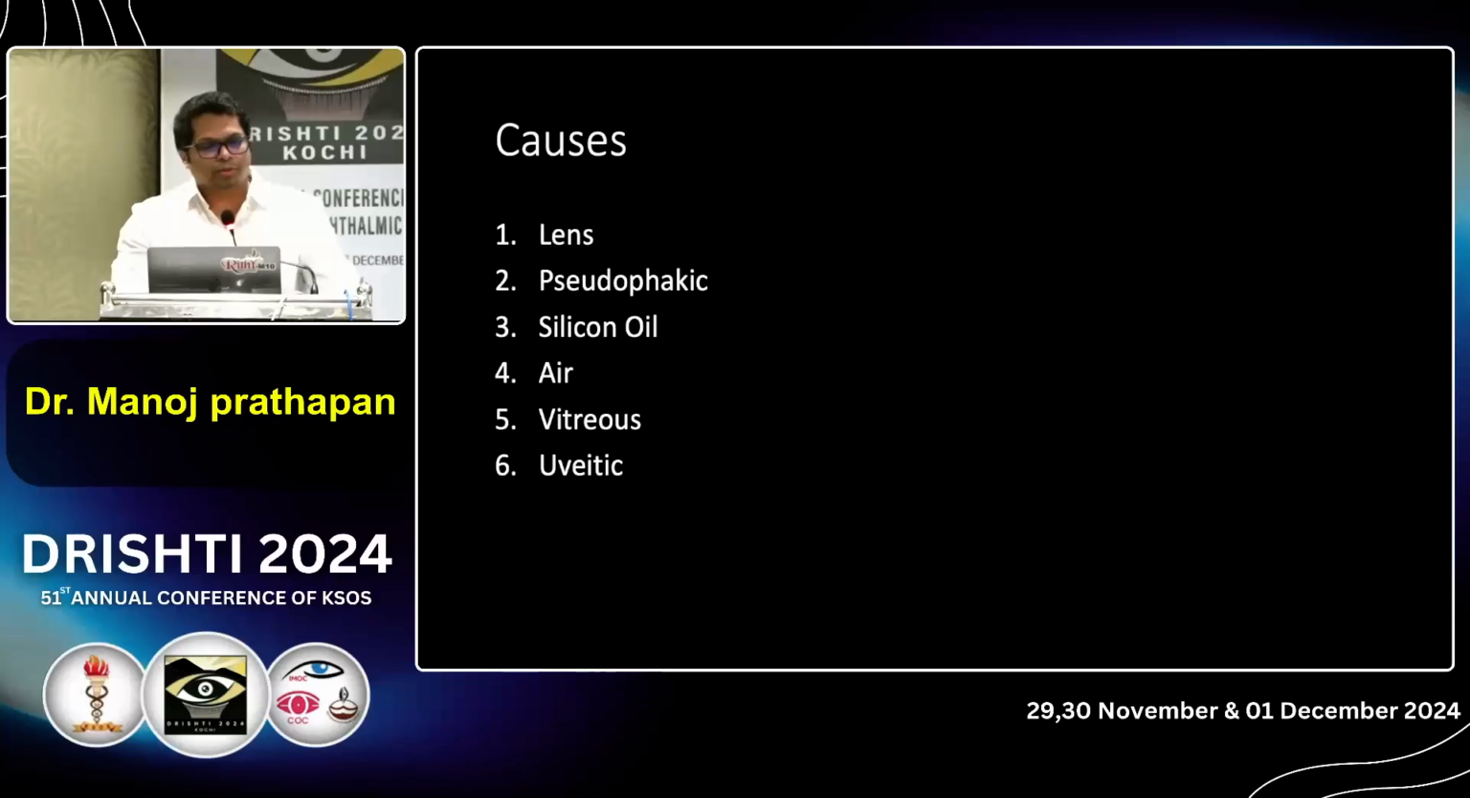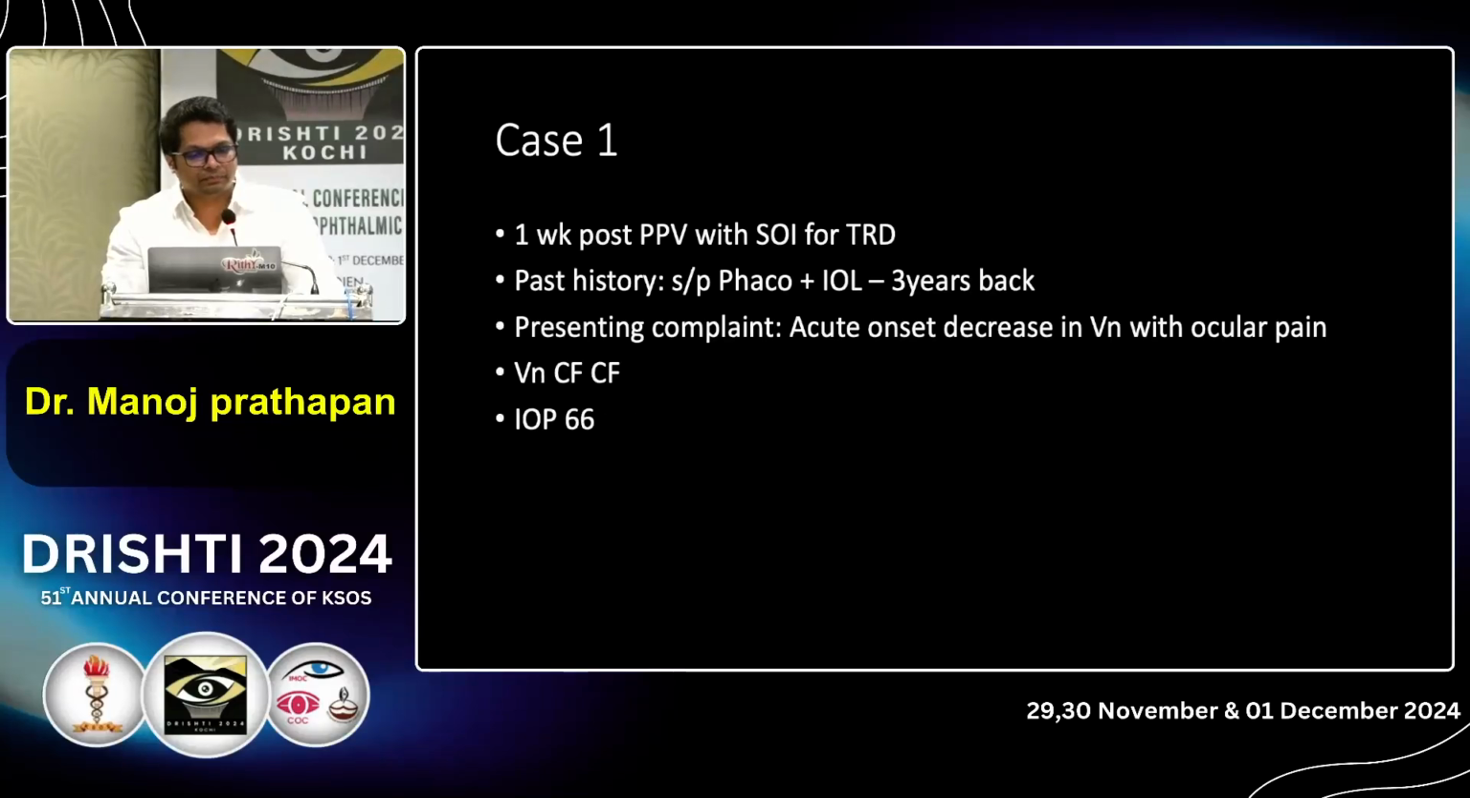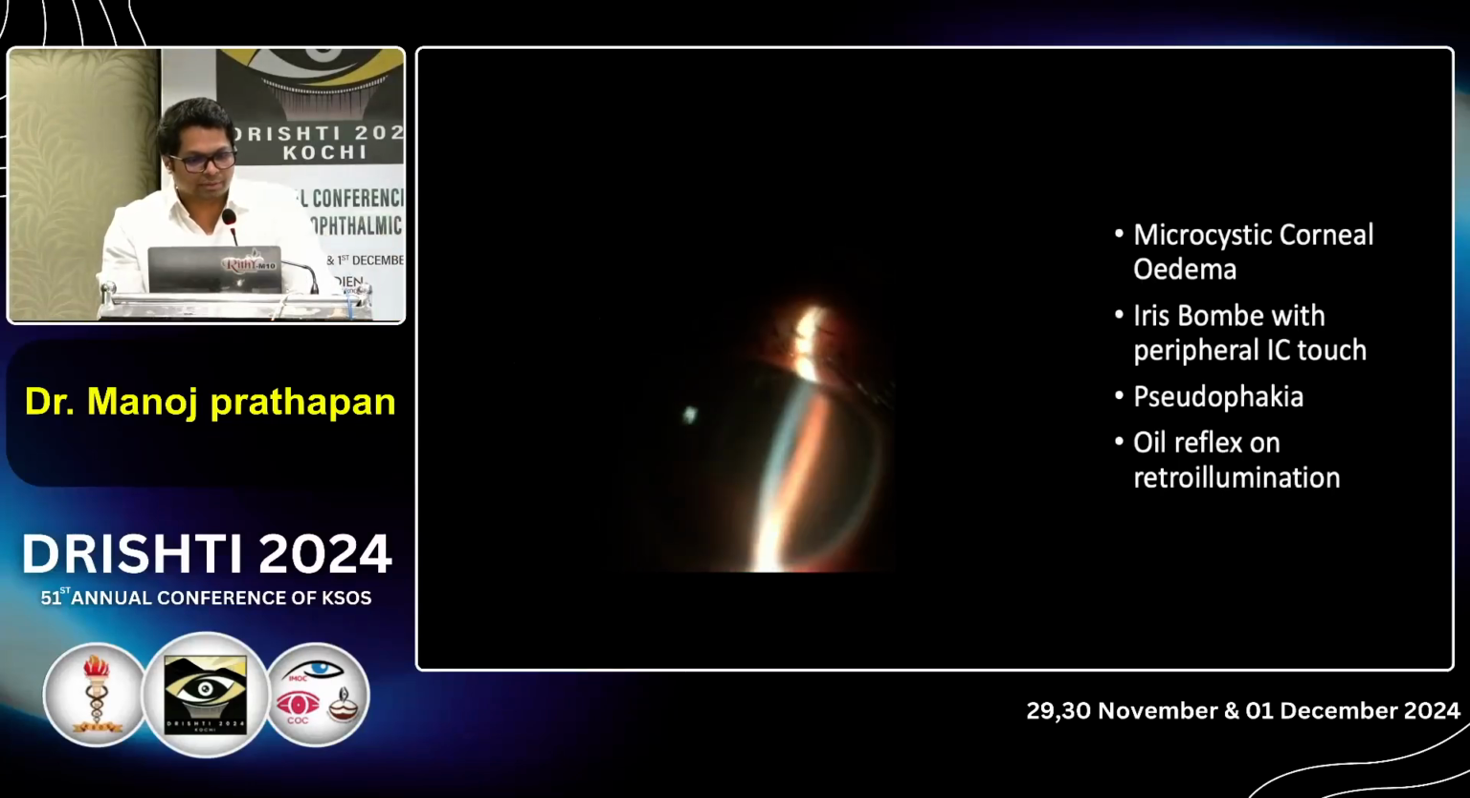So causes of pupillary block could be lens, IOL, silicon oil, air, vitreous. It could be inflammatory. Let's go through various cases. The first one is a 1 week post pars plana vitrectomy with silicon oil in situ for tractional RD. There is past history of IOL surgery, cataract surgery done 3 years back. So the presenting complaint was acute onset of eye pain and decreased vision with visual acuity of CF and intraocular pressure of 60. So this is the appearance.